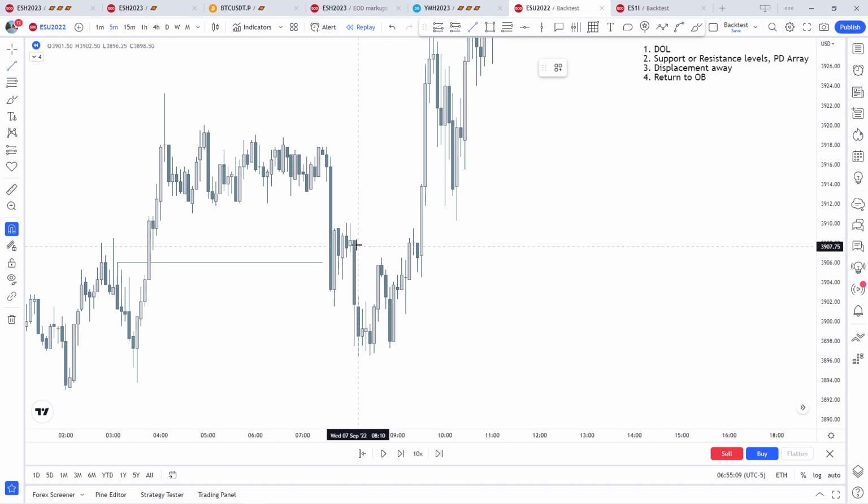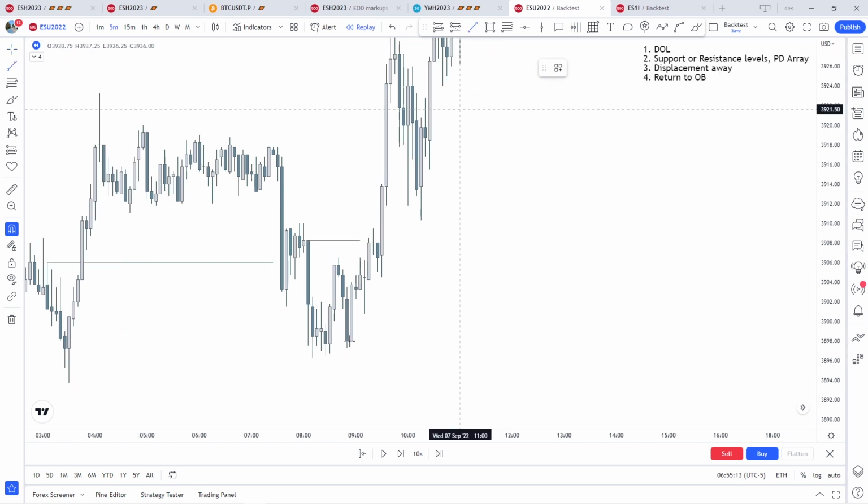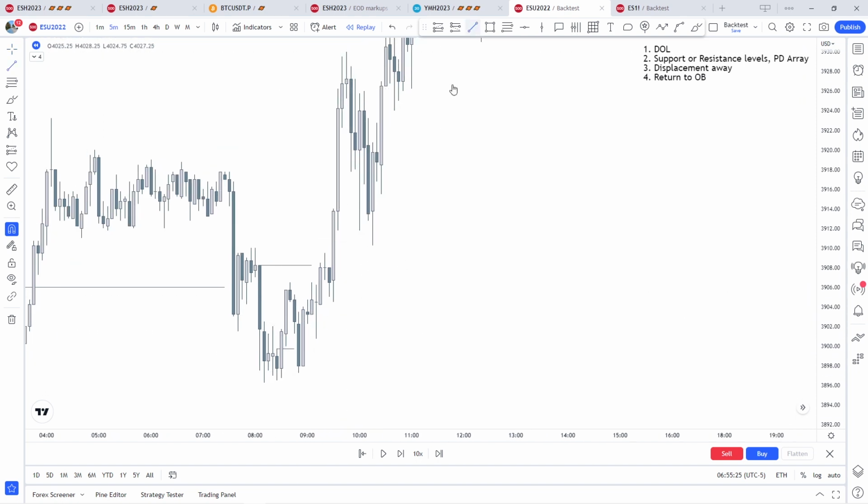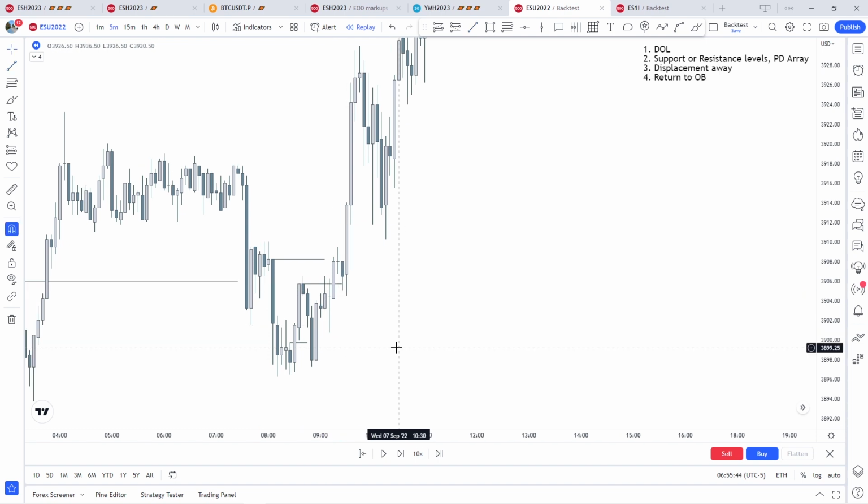Our big order block is this one. Inside order block is this one. Here we have a support or resistance level, okay, this one, displacement away, return to order block. Another inside order block. So again, it's the same over and over and over. Dull PD array, displacement away, return to order block. Again and again.